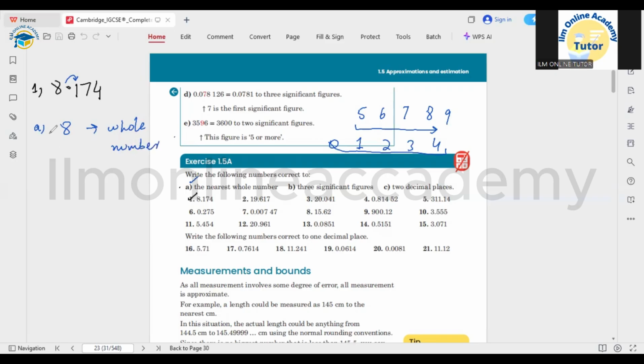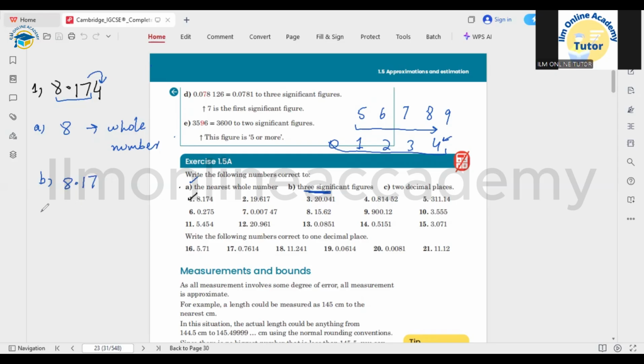Okay. Next, similarly, if I want to round it off to three significant figures, I need to have three numbers, and all the numbers are other than 0. So for that, we need to go up to three numbers, and after this number, we need to check what number is there. That is basically 4. So if 4 is there, you will not add one to the previous number. So you will only take the number as 8.17. These are your three significant figures.